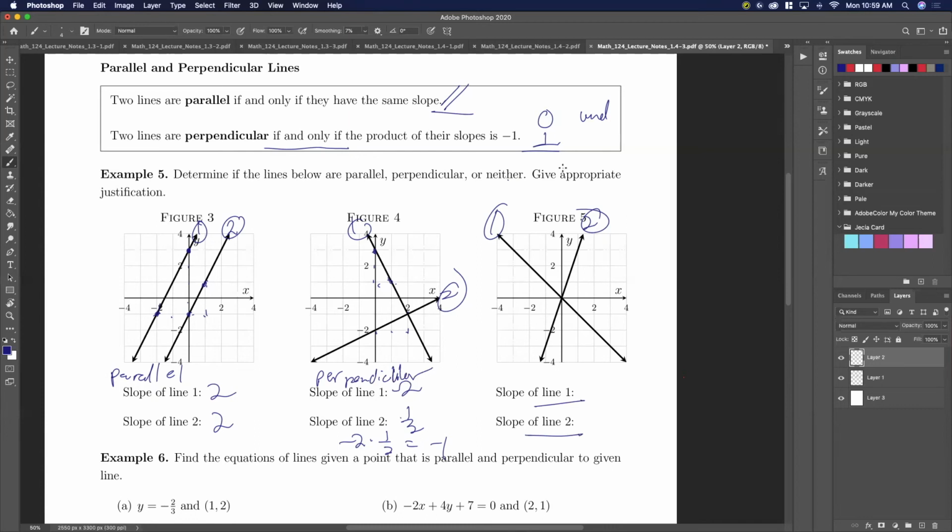Okay, so you have the slope of the two lines. So what does that make it? Is it parallel, perpendicular, or neither? Neither.